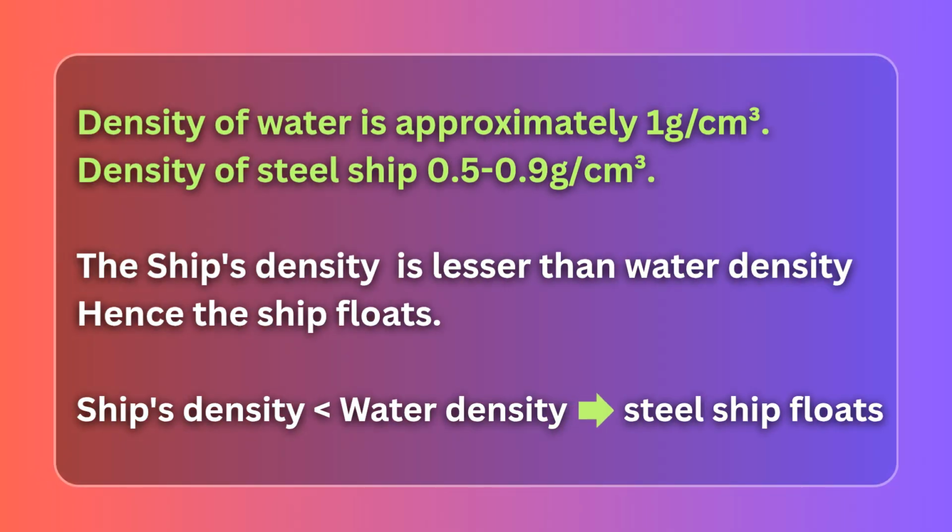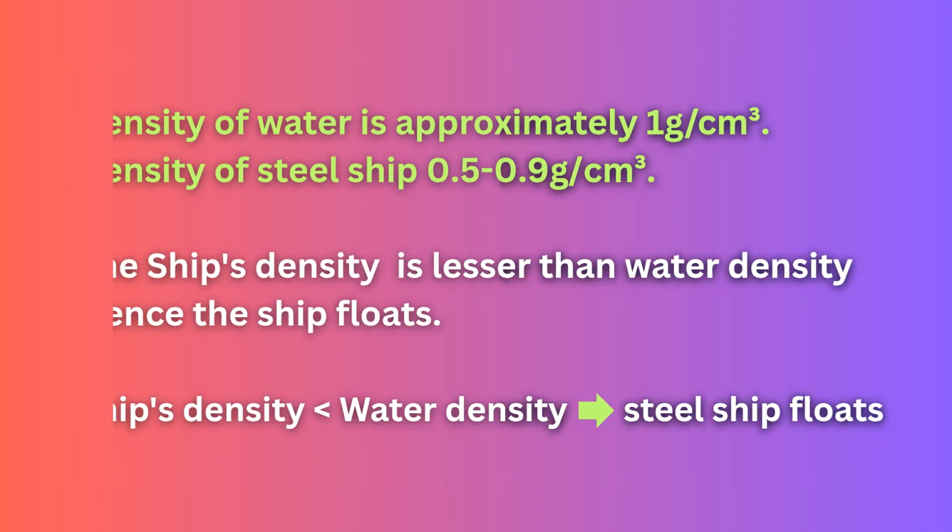The density of water is approximately 1 gram per cubic centimeter. The density of a steel ship is 0.5 to 0.9 gram per cubic centimeter. The ship's density is less than the water's density, hence the ship floats.